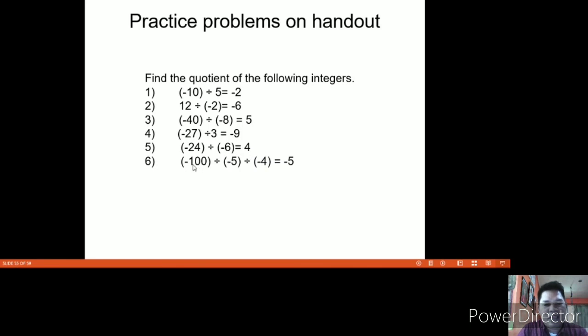For number 6, there are three numbers. 100 divided by 5 is 20. 20 divided by 4 is 5. Why is it negative? It is negative because there are how many negative numbers? 1, 2, 3. There are an odd number of them. Since three numbers have negative signs, it becomes negative 5.